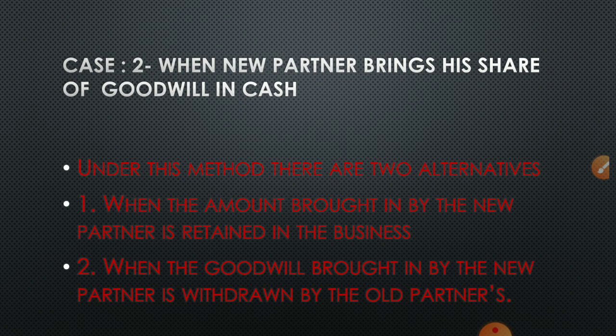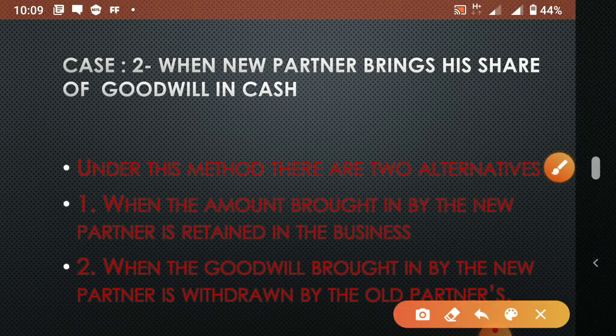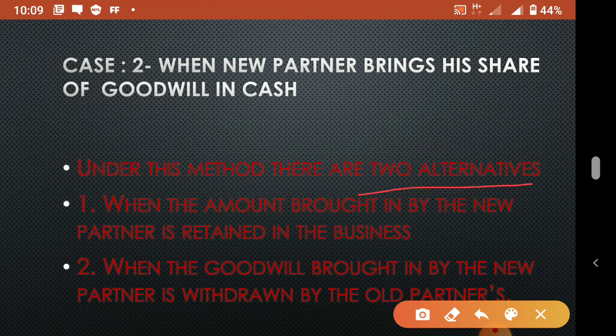Okay. So if he is bringing the amount of goodwill in cash to the firm, there are two alternatives. So under this method, two alternatives are there. So what are the two alternatives? When the amount brought in by the new partner is retained in the business. So now you understand, the new partner is bringing the amount of goodwill in cash. Now the question is whether that amount is retained in the business or withdrawn by the old partners.